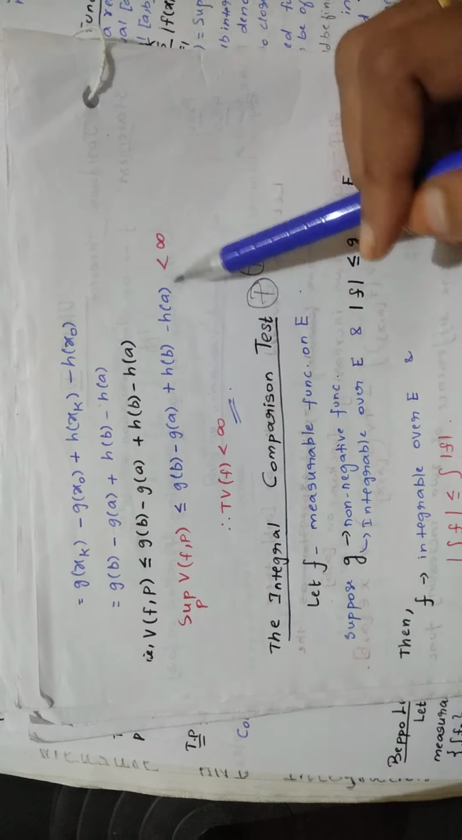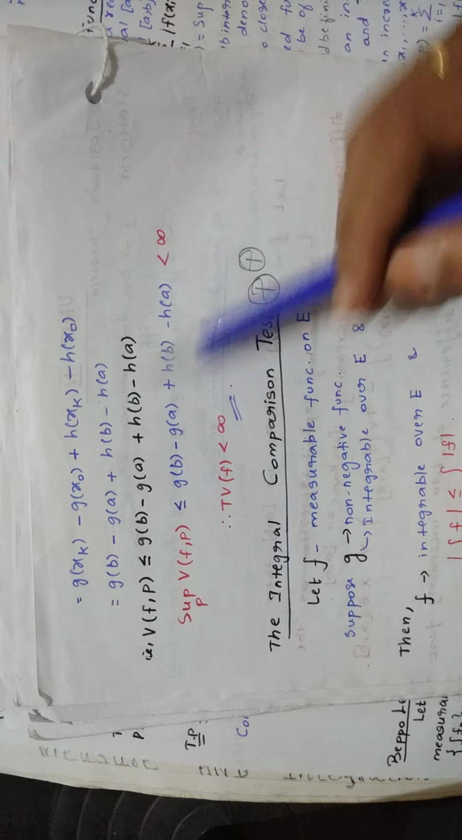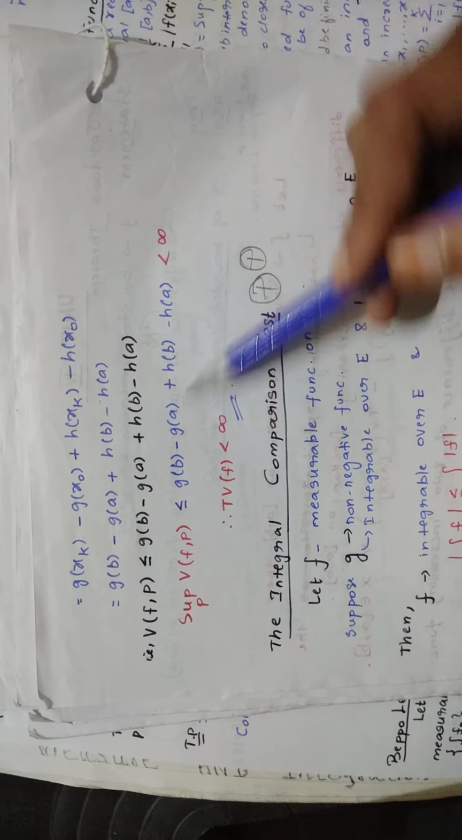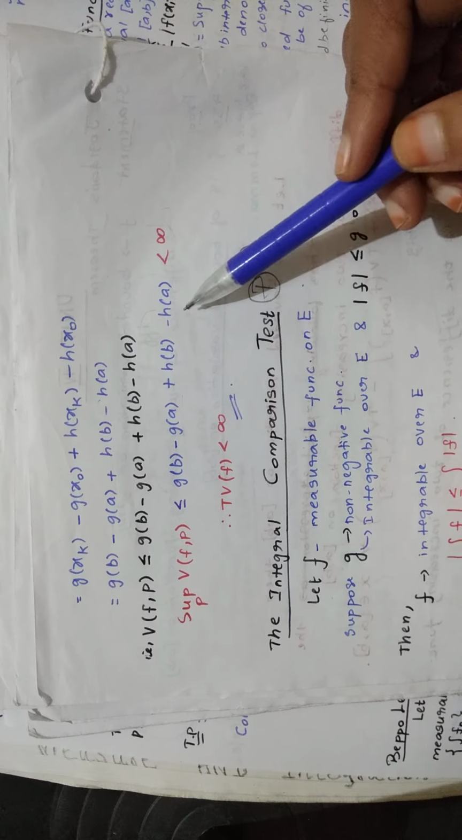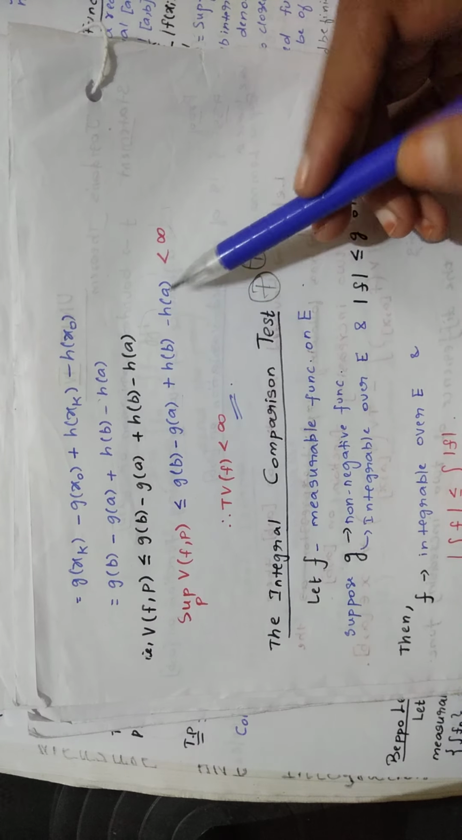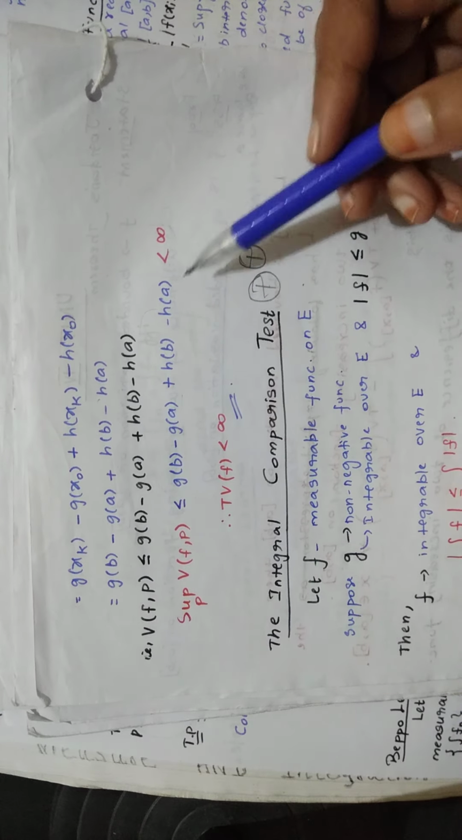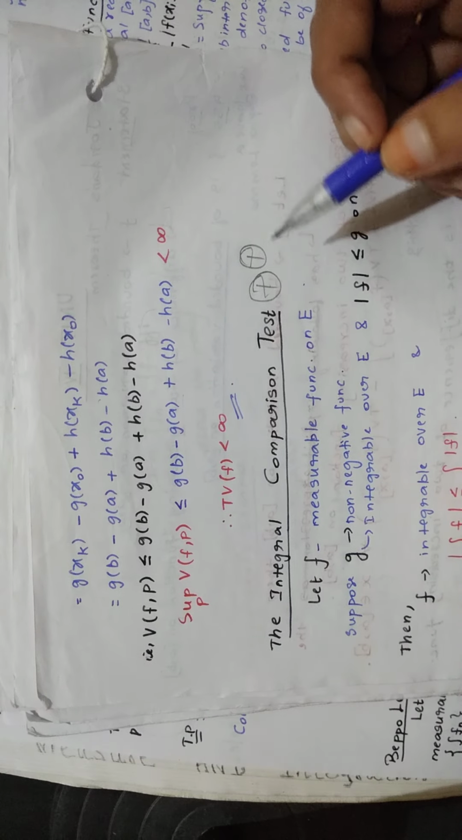This value will be less than infinity. That means what? This value will be finite. When you find the value of these, you will get a finite value, right? So that is why less than infinity. Less than infinity means what? It is finite. That is what the meaning is.